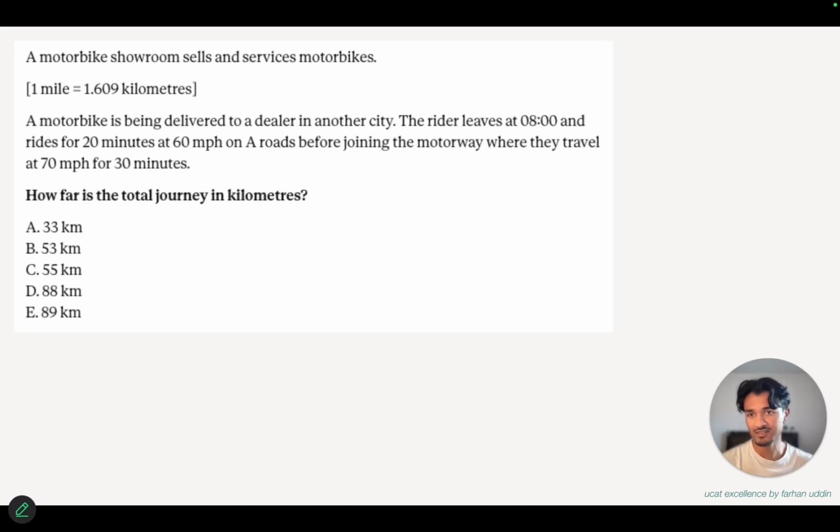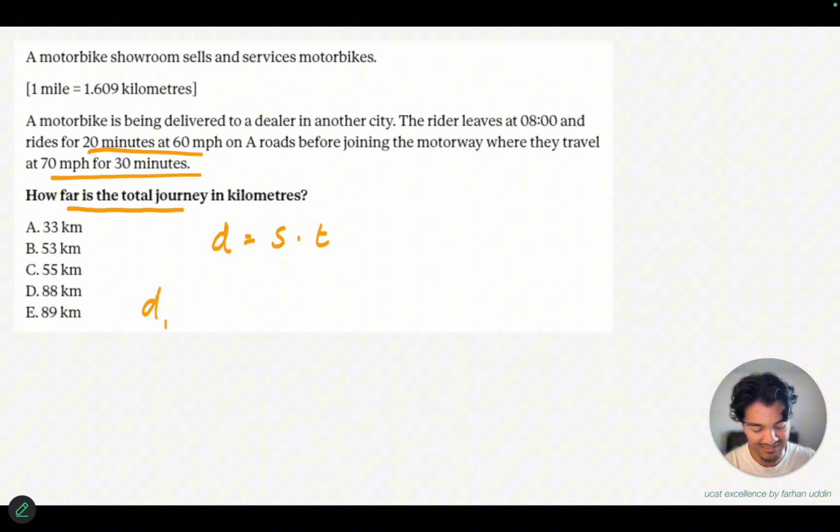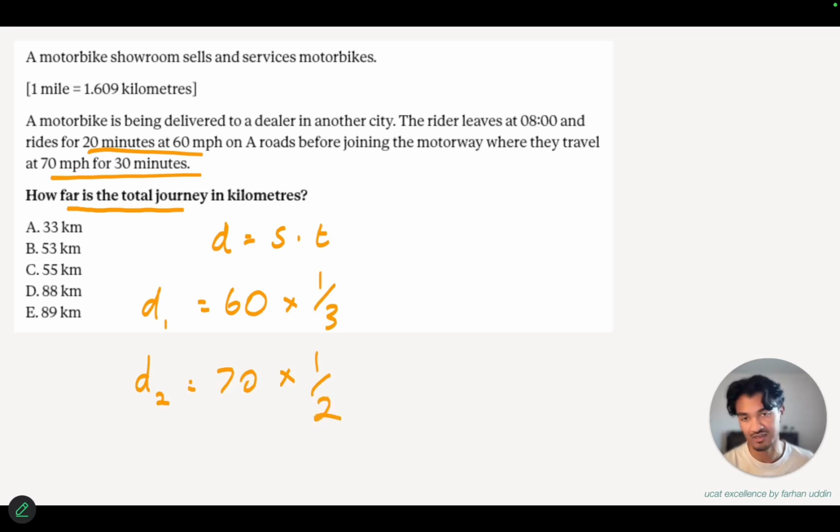Okay, so let's work through this one. So how far is the total journey in kilometers? So we're looking for how far it is. That's distance. What do we need? Speed and time. Now we've got 2 legs of the journey here, and luckily they've given us both of these. So let's find distance 1. That's speed of 60 multiplied by 20, which is 1/3 of an hour. And then distance 2 is 70 multiplied by 30 minutes, which is half of an hour.